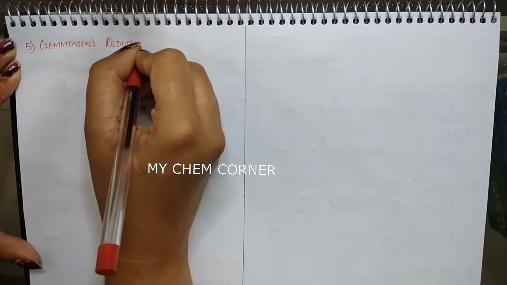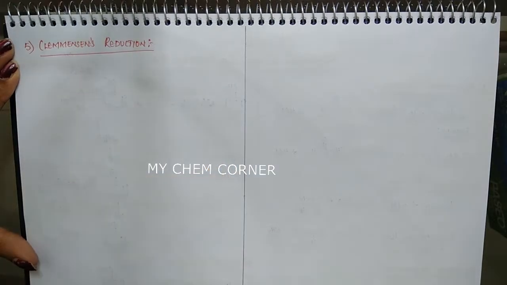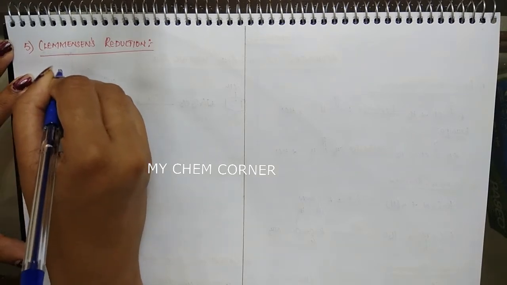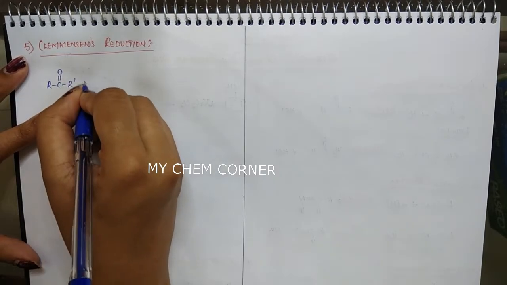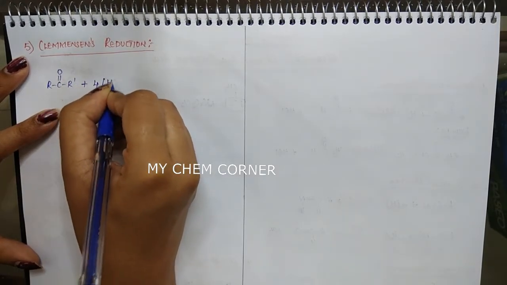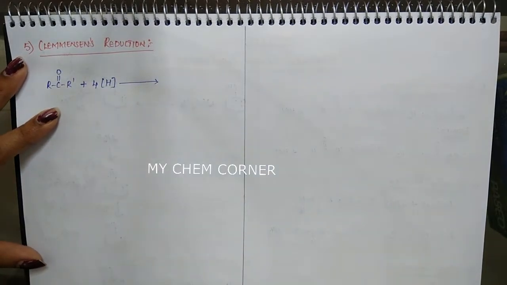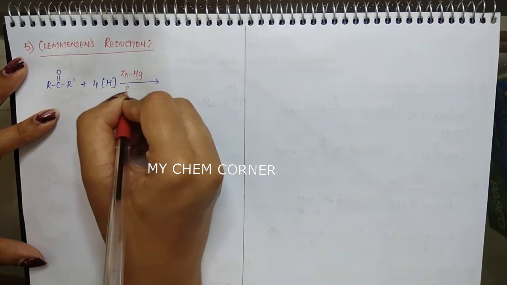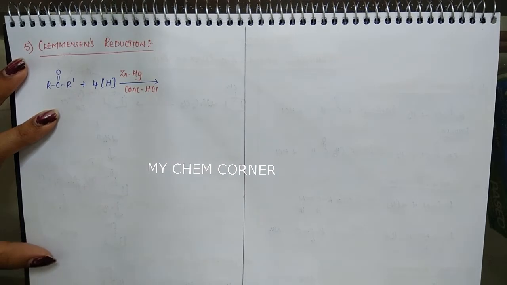Clemmensen reduction. So let's see what all you need for this reaction. Here our starting material is going to be a ketone. To this, add 4 hydrogen atoms. But what are our reagents? Zinc amalgam and concentrated HCl. These are our reagents for the entire reduction.